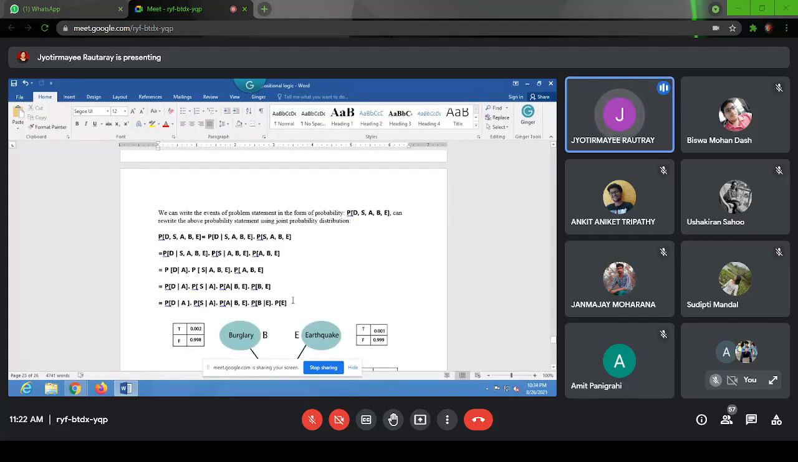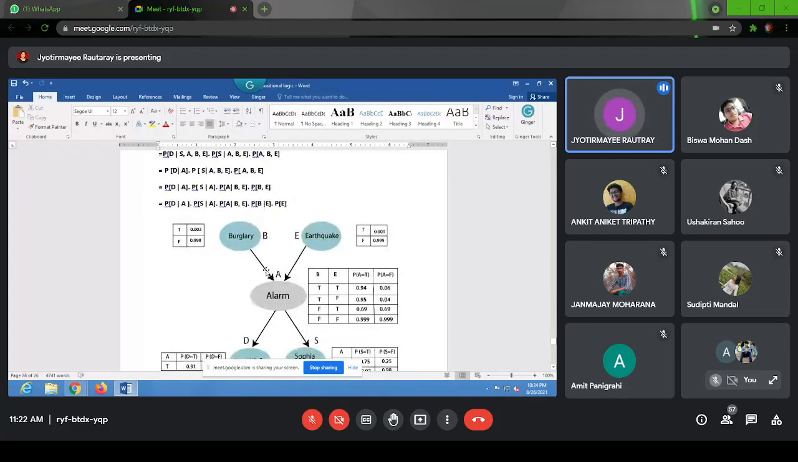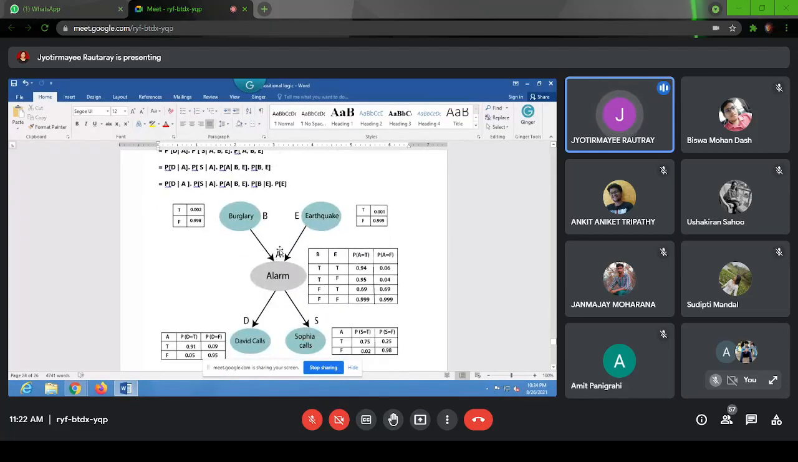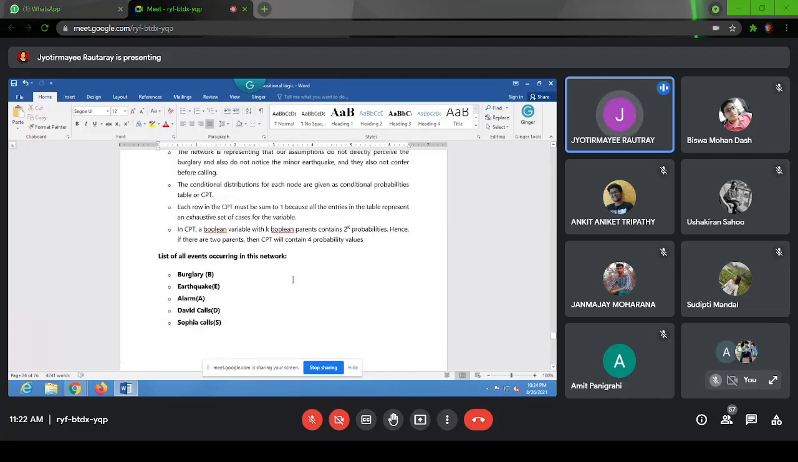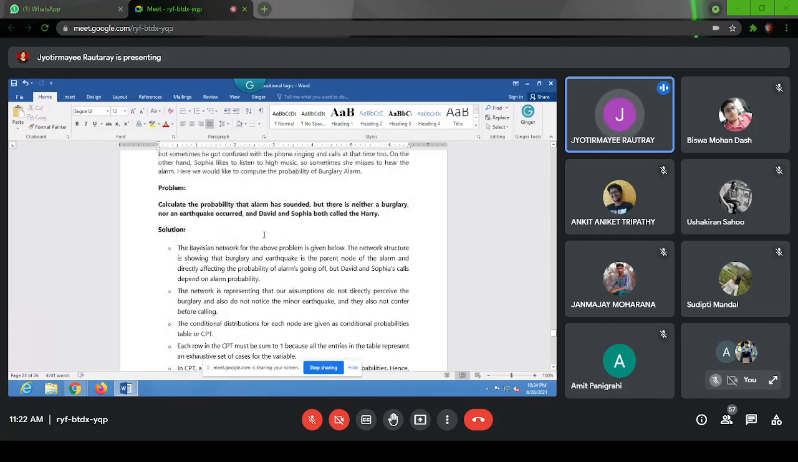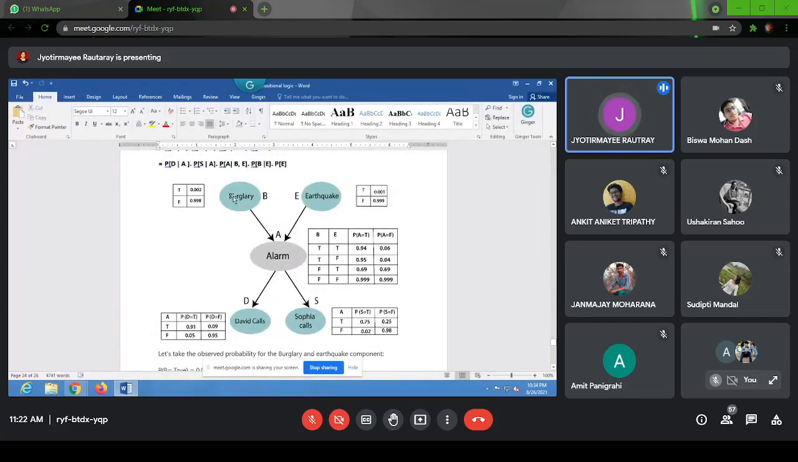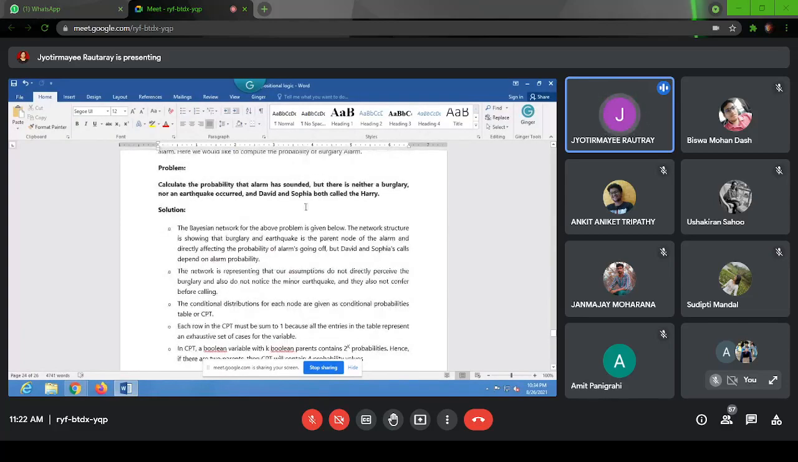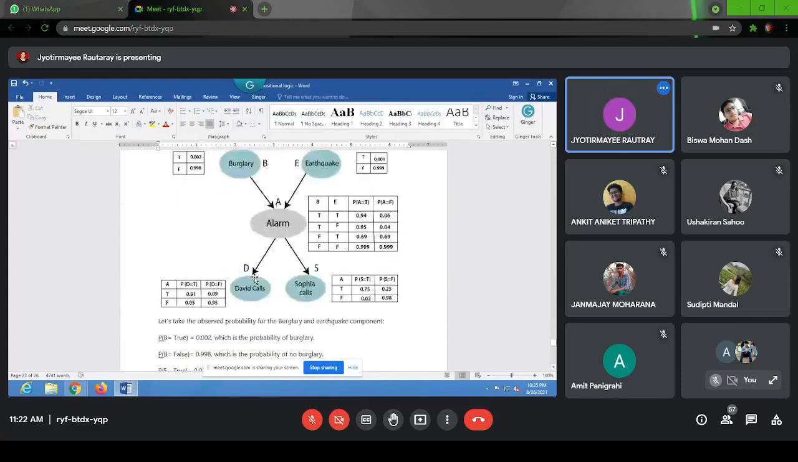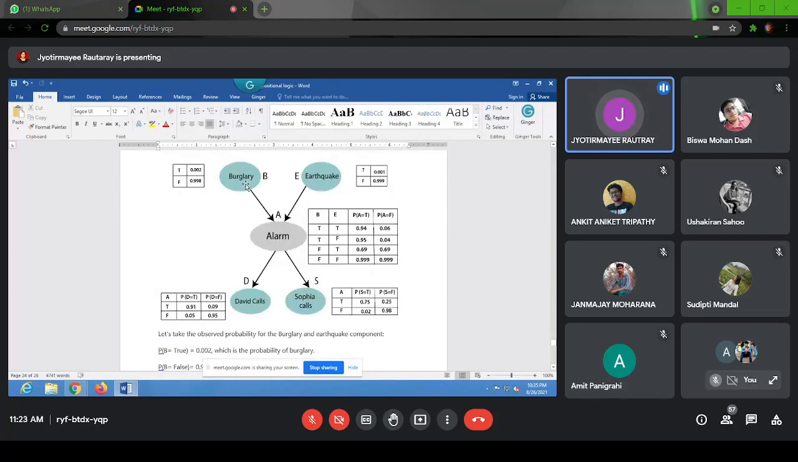After doing this, you have to construct one acyclic graph like this with alarm. The main objective is to sound this alarm. The question is: the alarm was sounded, but neither a burglary nor an earthquake occurred.